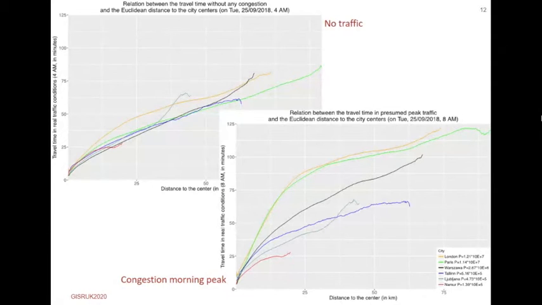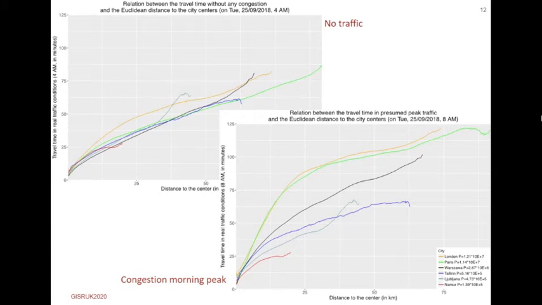This is another formatting of the data we get from Google. It's in the form of radial profiles, so going from the CBD to the suburbs. The graph on the top left is the travel times at night, assuming there is no congestion. And the one on the bottom right is the travel times at the morning rush hour with live congestion. The curves are only a sample of representative city sizes of the data sets.